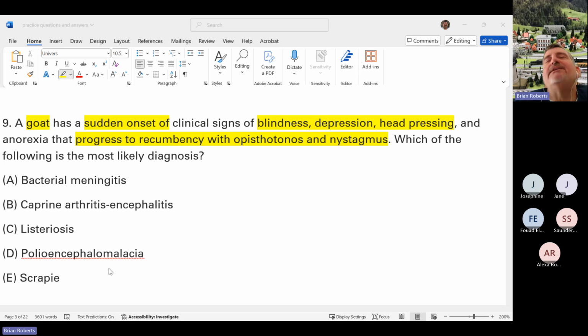What do you guys know about listeria? Do you remember, what do we call that disease? It has a nickname. Silage disease. It's called circling disease because they walk around in a circle. There's no circling here. So we can eliminate C. So we're down to bacterial meningitis and polioencephalomalacia.